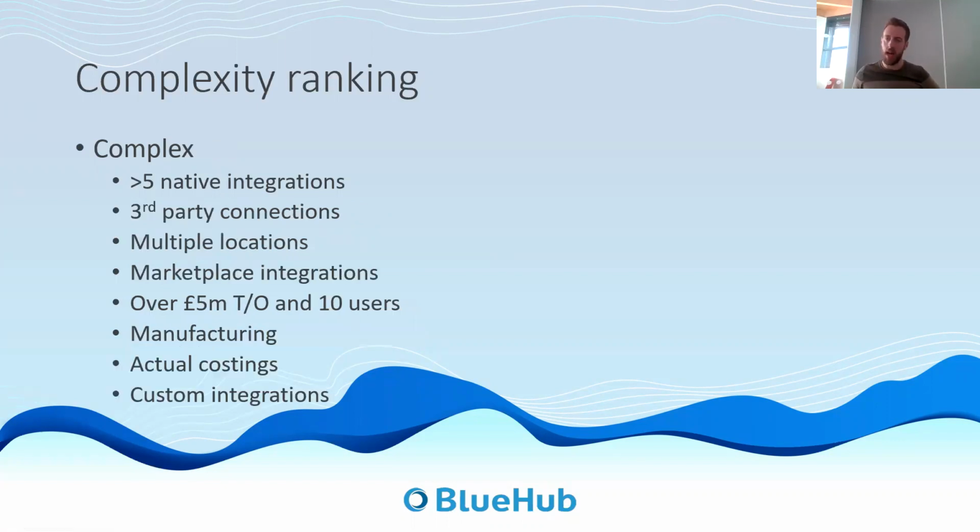And then someone who's complex, they're going to have more than 5 integrations, likely to have third-party connections with those types of warehousing companies or large retailers, multiple locations, maybe in multiple countries. So by locations, I mean a warehouse, a stock holding of some form. They'll start to use Amazon and eBay, which brings in a lot of complexity. Likely to be over 5 million in turnover. If they have any kind of manufacturing, even if it's a really small business, that's going to move them into complex and the natural costings.